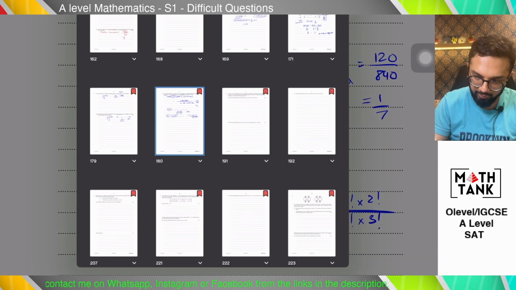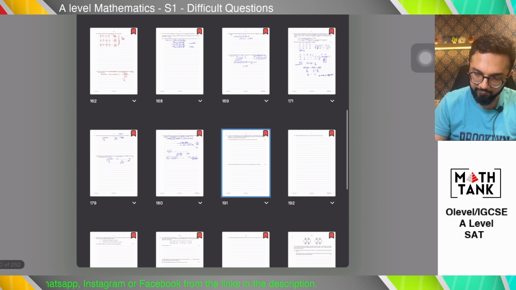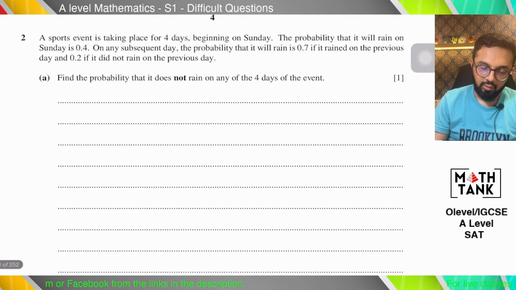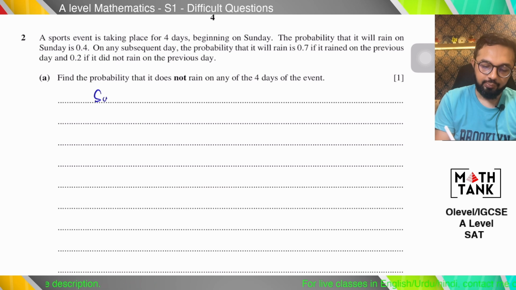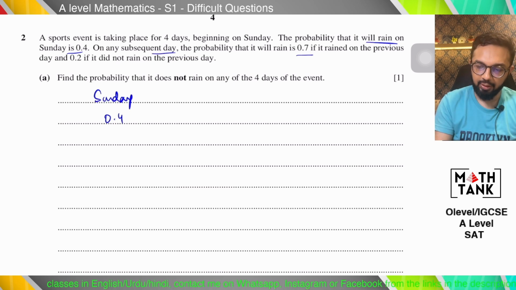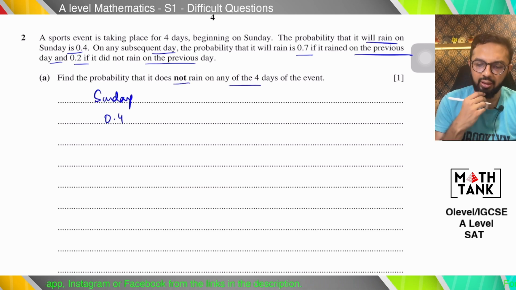Now to the next question that I have. A sports event is taking place for 4 days beginning on Sunday. The probability that it will rain on Sunday is 0.4. On any subsequent day, the probability that it will rain is 0.7 if it rained on the previous day and 0.2 if it did not rain on the previous day. Find the probability that it does not rain on any of the 4 days of the event.